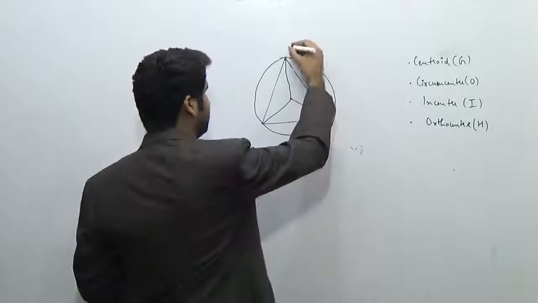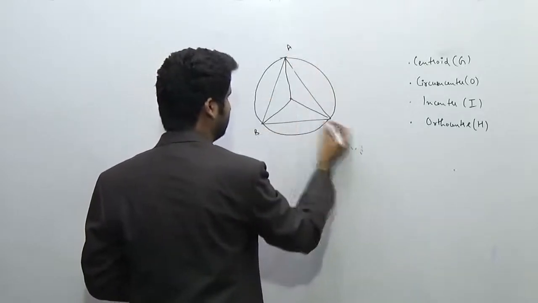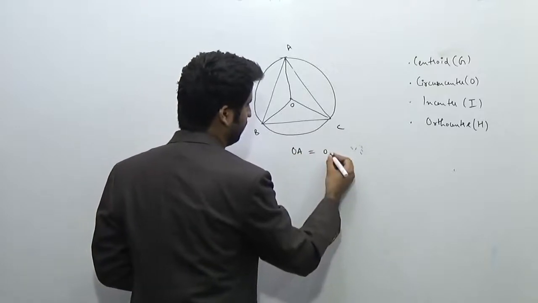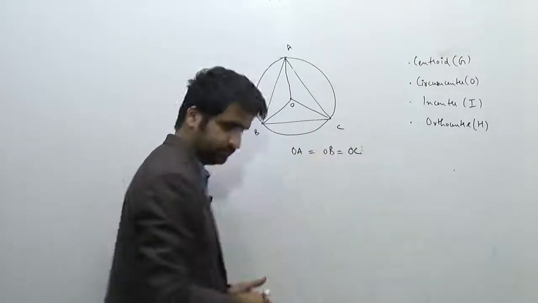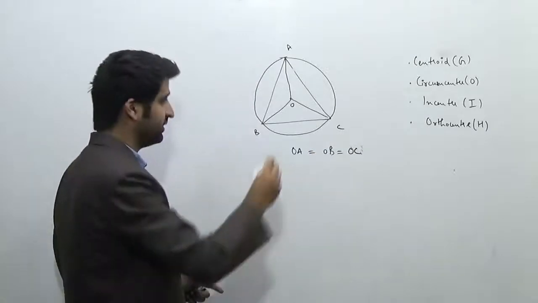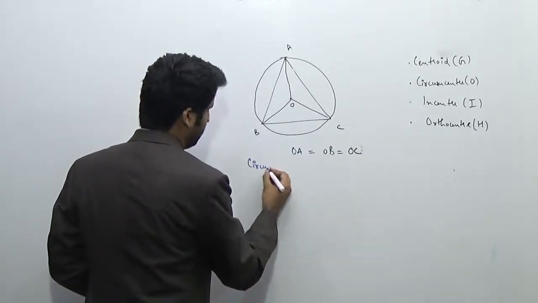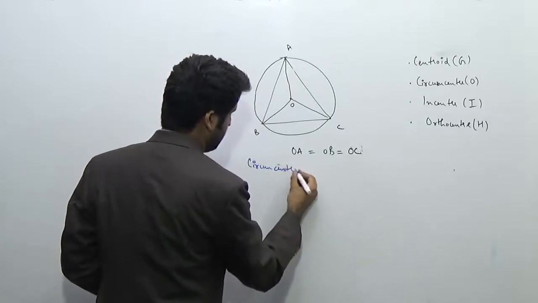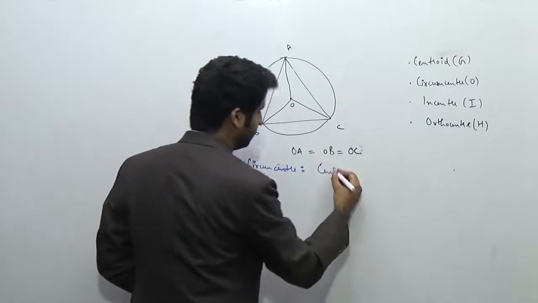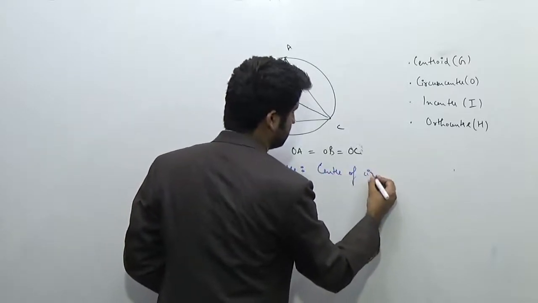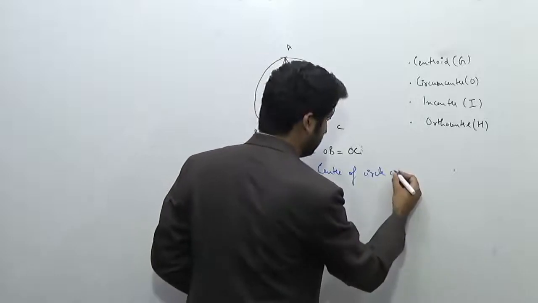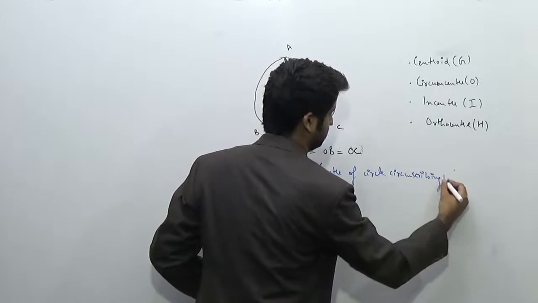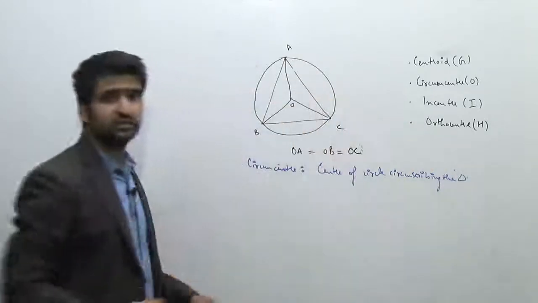Now we can say that if this is A, this is B, this is C, and this is O, we can simply say that OA will be equal to OB is equal to OC. So by basic definition, circumcenter will be the center of the circle circumscribing the triangle. So how do we find the coordinates of this circumcenter?